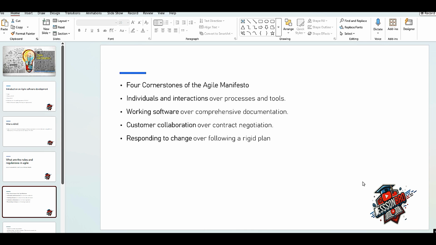And responding to change over following a rigid plan. What is a rigid plan? Normally, whenever a project comes in, you stick to a plan. The customer needs this, so we'll only work on this. If any changes come, it will be phase 2.